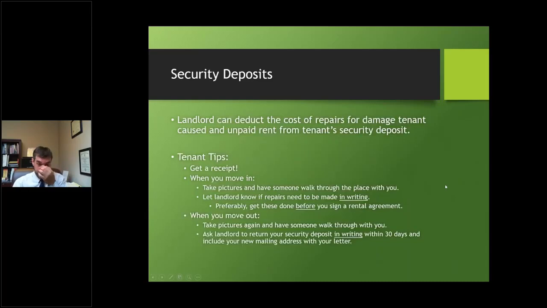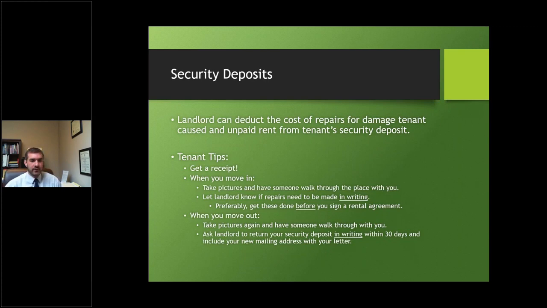Security deposits is another thing that we get. Security deposits come up, of course, at the end of the lease term, and the landlord is allowed to deduct from your security deposit the cost of any repairs or damage that the tenant caused, or any unpaid rent or any other unpaid fees that were validly charged under the lease.